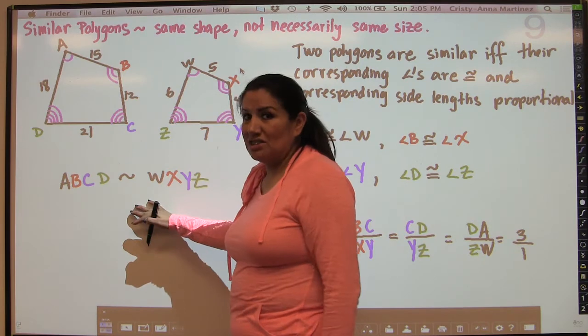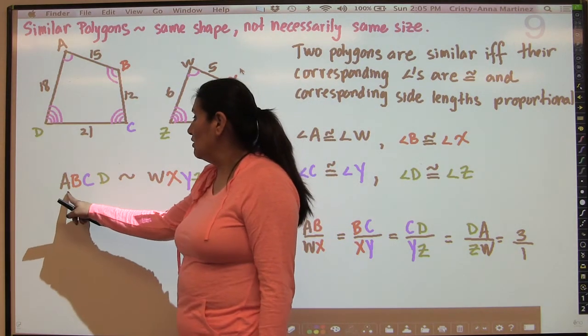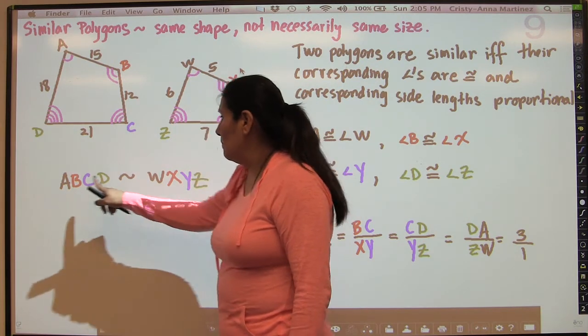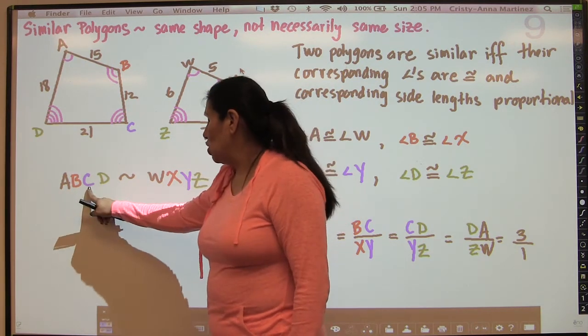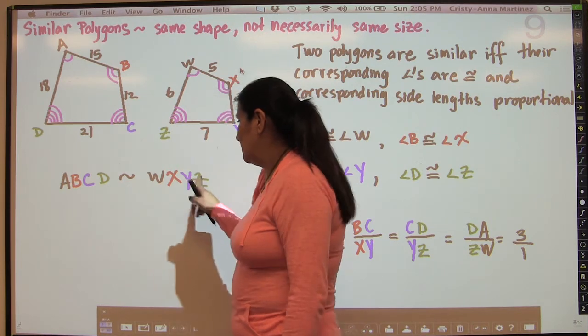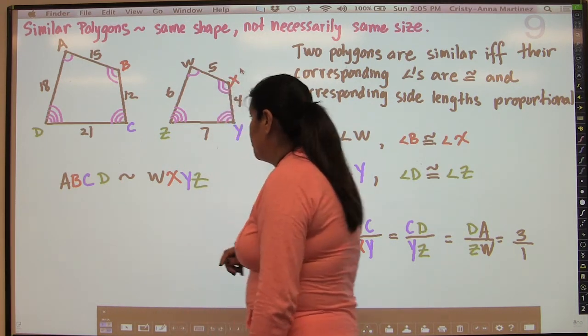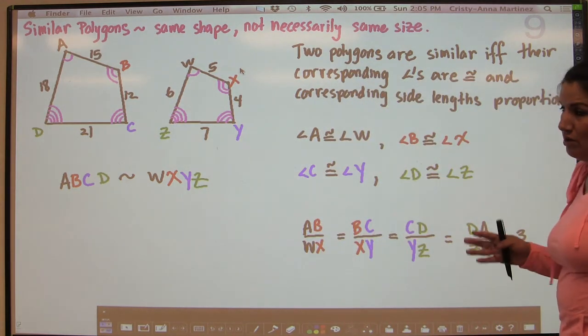And when you do that, just like before with the congruent triangles, the letters have to be in the right corresponding order. So A corresponds with W, B corresponds with X, C corresponds with Y, D corresponds with Z, and they're in the same order. And that's important. So if you put them in the wrong order, then it would be wrong.